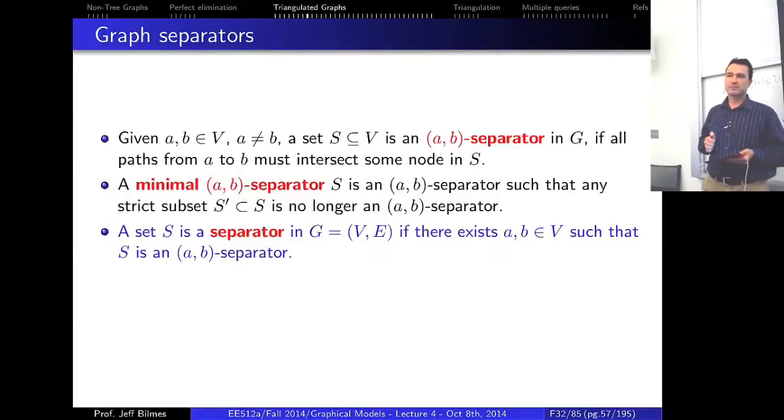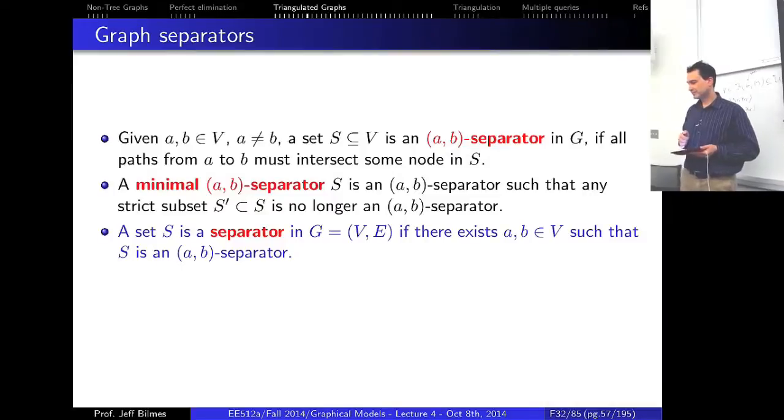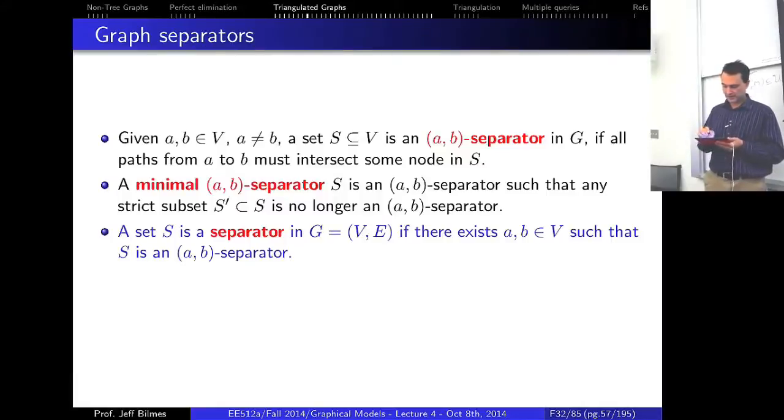Question? Do we allow A or B to be in S? Do we allow A and B to be in S? No, because basically the idea is that S is something which separates A from B. So we have to go from A through S into B. So we say that A and B are not in S.